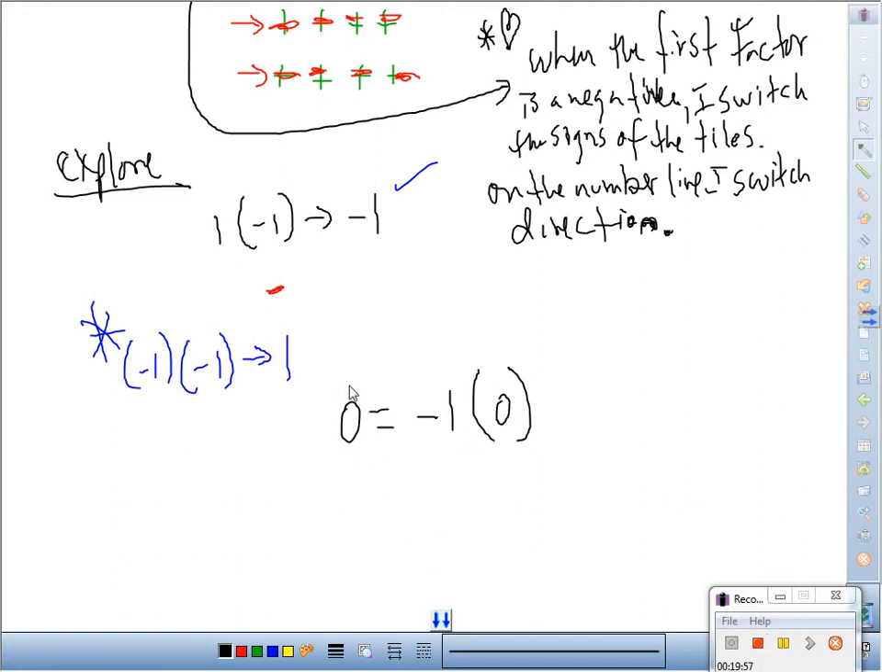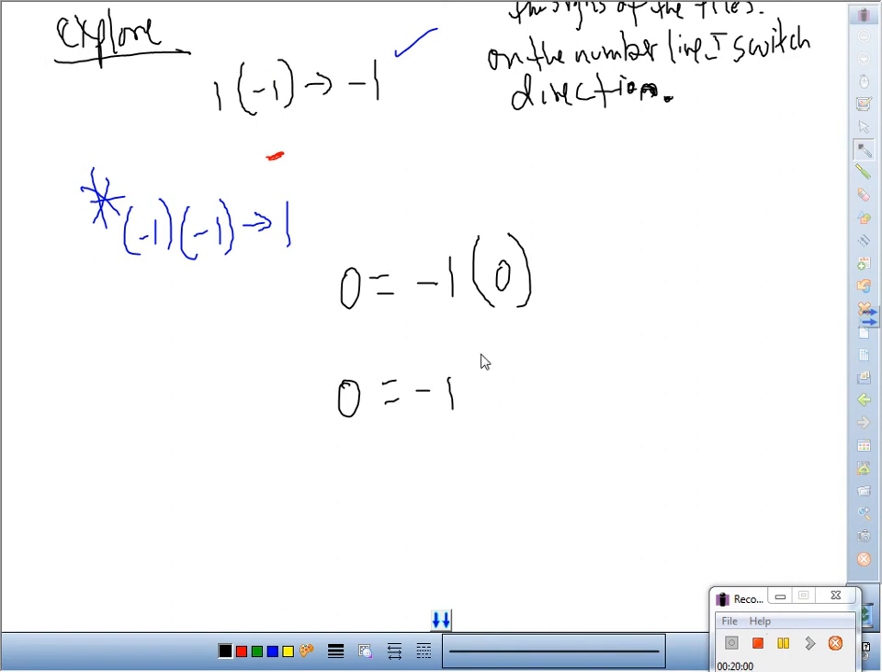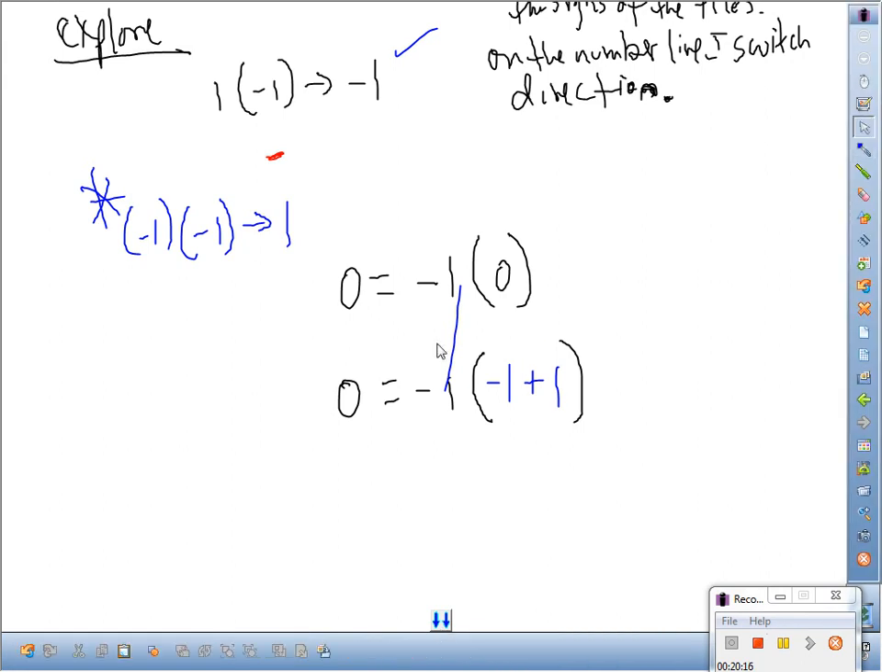However, check this out. 0 equals negative 1 times... I'm going to write a zero pair. Check this out. Negative 1 plus 1. Think about it. Is negative 1 plus 1 equal to 0? Yeah, right? Negative 1 plus 1 is equal to 0. Is everybody agreeing so far? Okay, so now check this out.